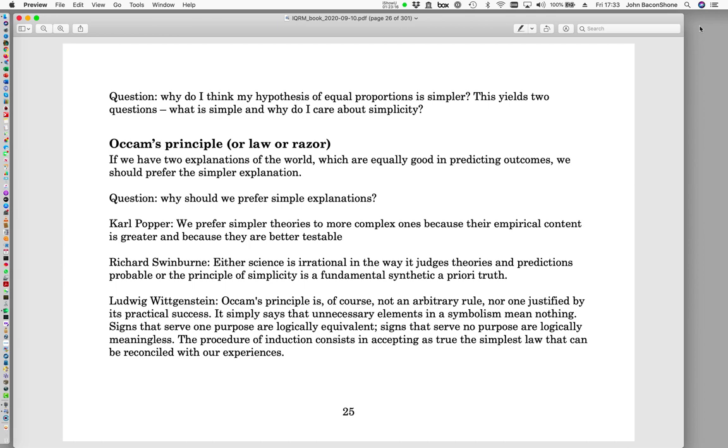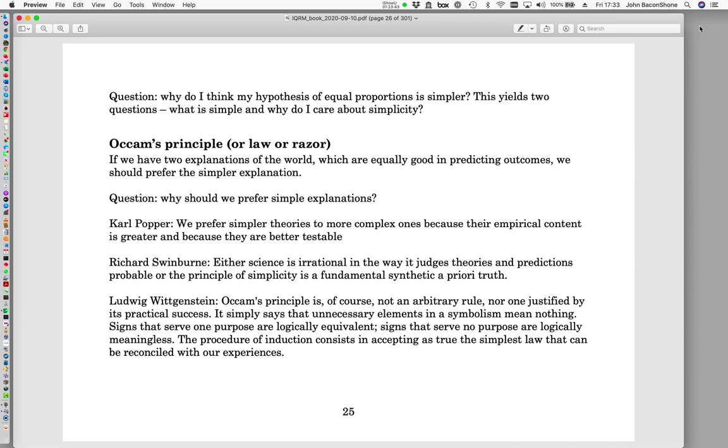So Ludwig Wittgenstein was probably even more famous as a philosopher than Karl Popper, but not really a scientist. But he also talked about Occam's principle. He said, "Occam's principle is, of course, not an arbitrary rule, nor one justified by its practical success." So I find that sentence very funny.